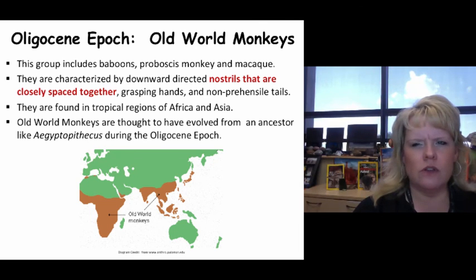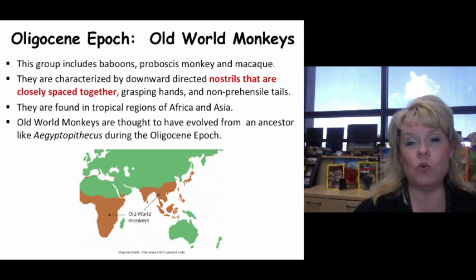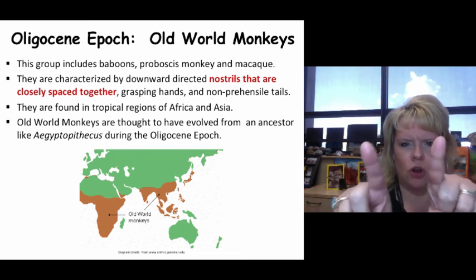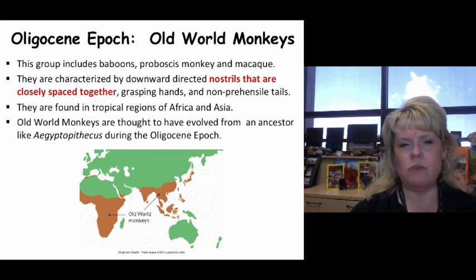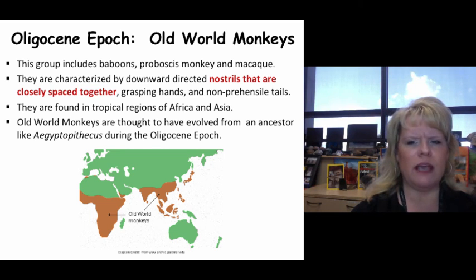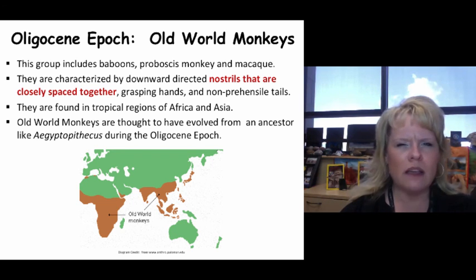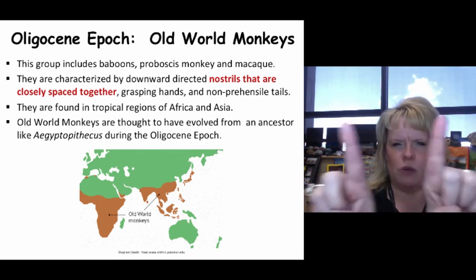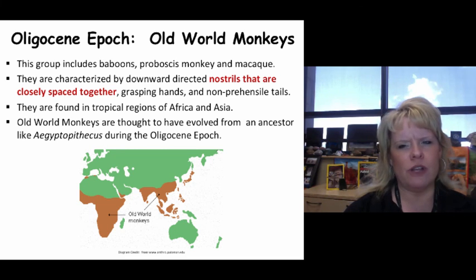Old World monkeys include macaques, proboscis monkeys, and then, of course, baboons. When you think about these animals, they have a definitive characteristic that makes them different from New World monkeys, including location. One of the things I want you to know is their nostrils are close together, not far apart. A couple of the characteristics were similar to New World monkeys. They had grasping hands and non-prehensile tails.